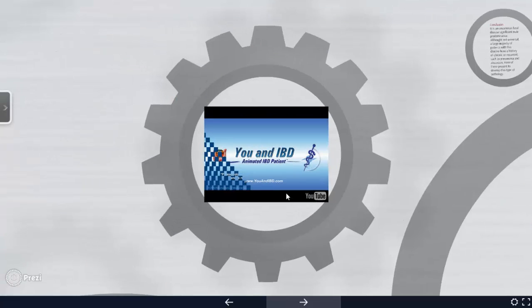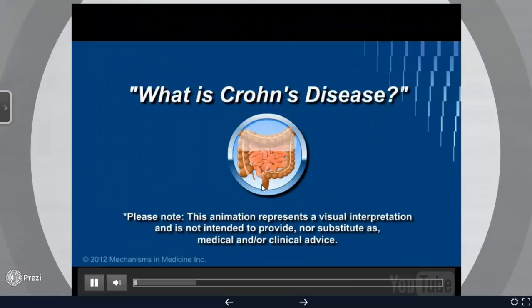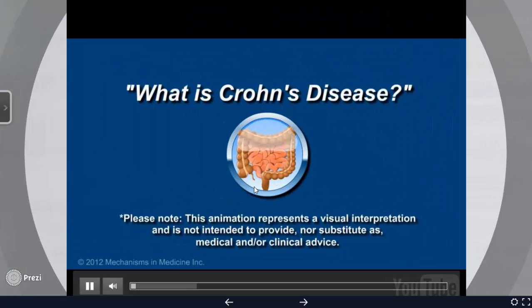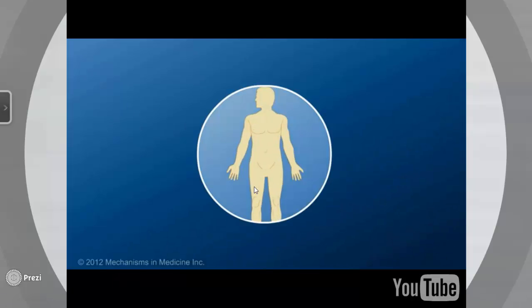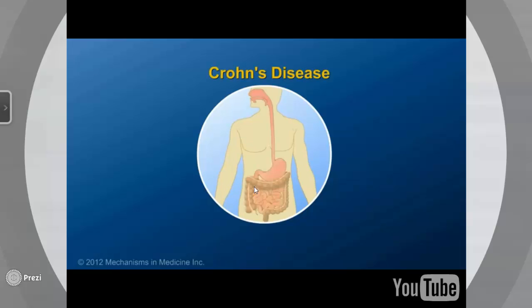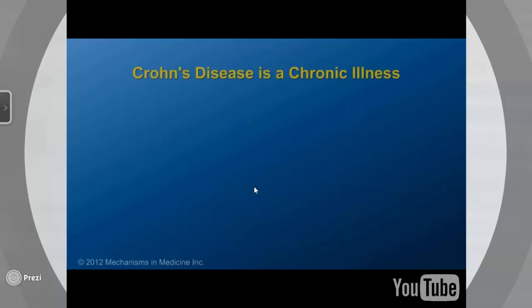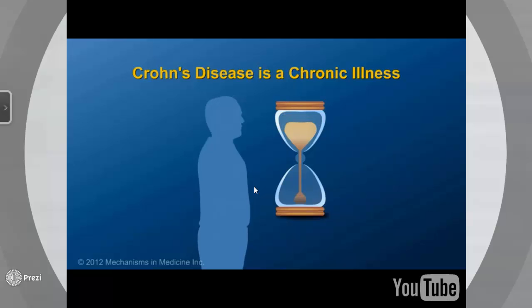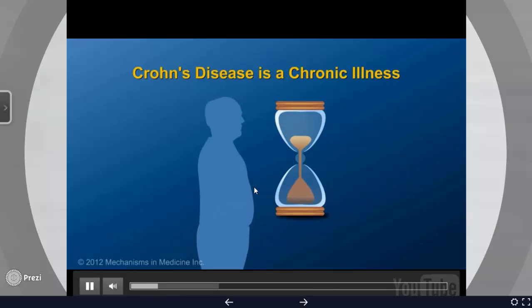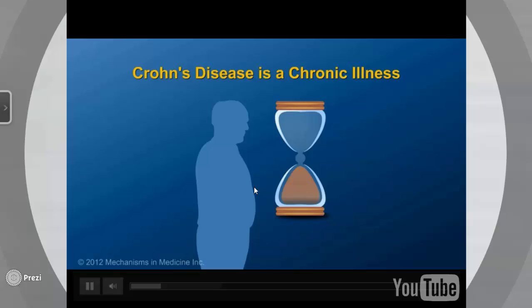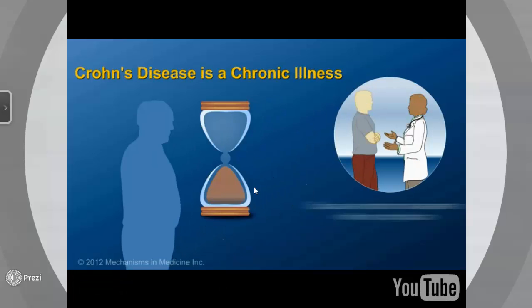What is Crohn's disease? Crohn's disease is a chronic condition characterized by inflammation in the gastrointestinal or GI tract, which is also known as the digestive tract. Since Crohn's disease is a chronic illness, it is persistent and will be present throughout life. However, patients and physicians can work together to manage the symptoms of this disease.